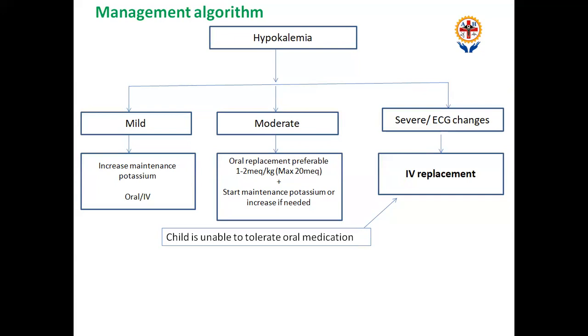So moderate hypokalemia, preferably oral correction, then followed by increasing the maintenance. That's what you need to do. But if you have ECG changes or severe hypokalemia or gut issue, try to give IV replacement. So IV replacement, how to give IV replacement? It depends on the severity. So the child is having severe ECG changes, you need to go for IV correction. We'll see how much correction you're going to give.